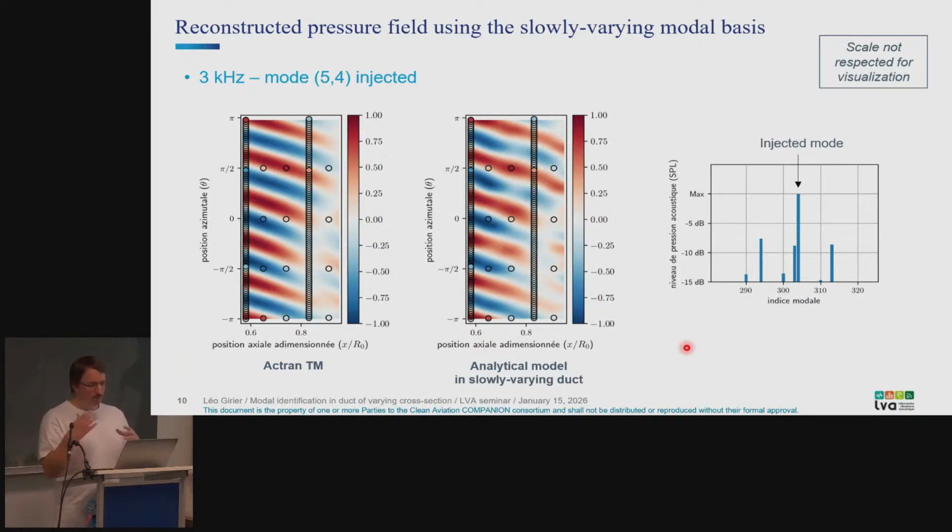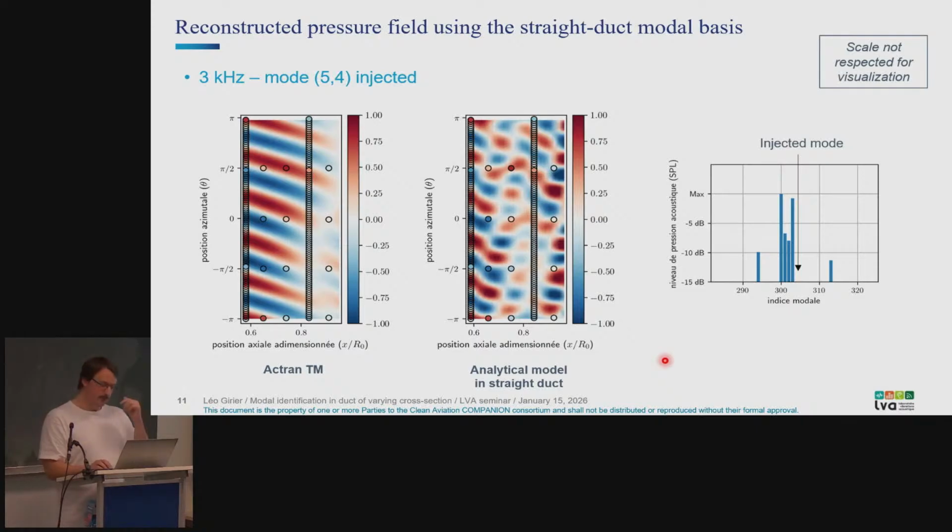And to go further into the analysis, maybe more systematic, what we can do is compare this whole pressure map to the simulated one, the reference one, and see how much of a difference there is between the two. So for that, we compute what we call the signal-to-noise ratio. The higher it is, the better the reconstructed field, the lower, the worse.